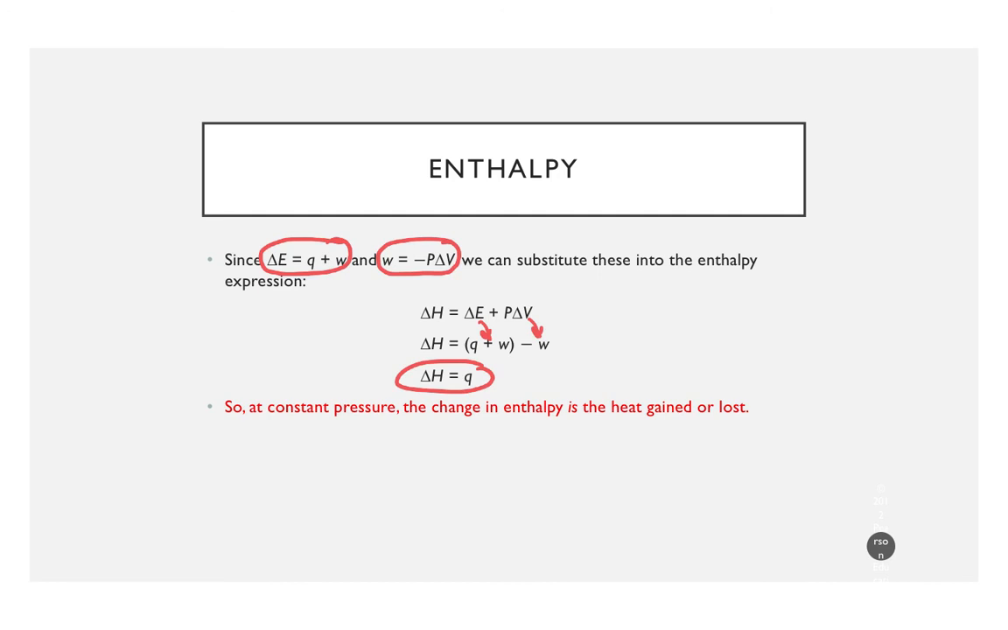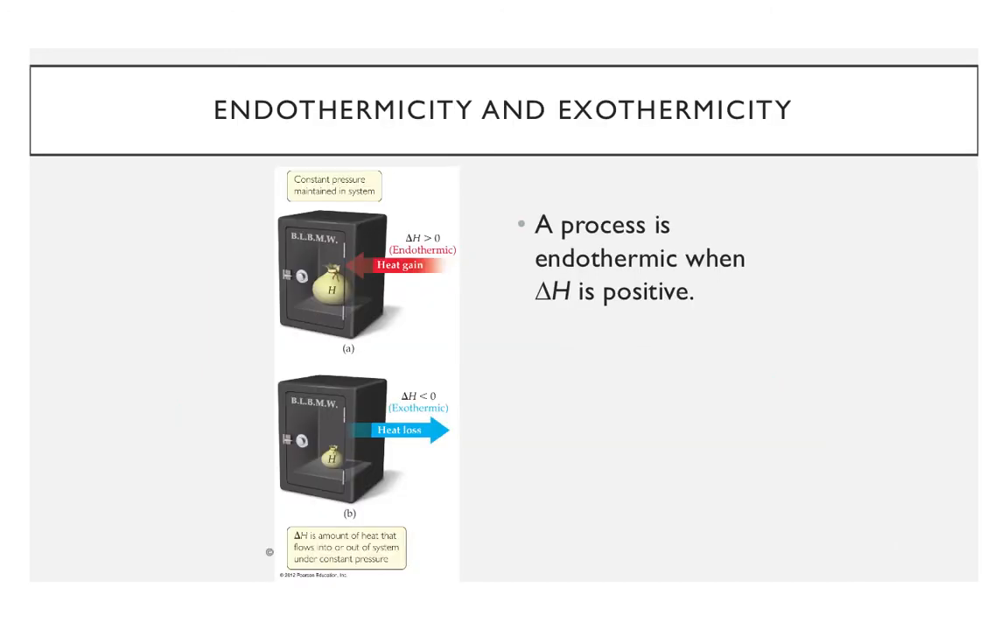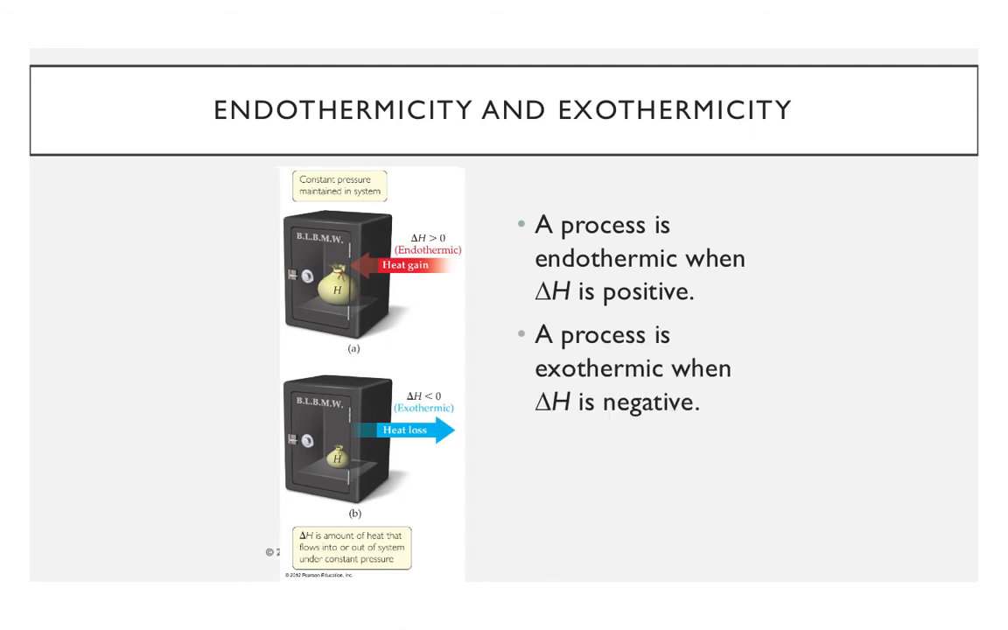So lots and lots of math here. If you didn't follow any of it, this is the takeaway: at a constant pressure, the change in enthalpy in a system is the same as the heat gained or lost. Thus, a process is endothermic when delta H is positive, and a process is exothermic when delta H is negative.